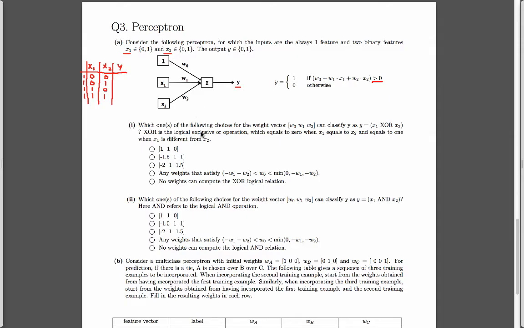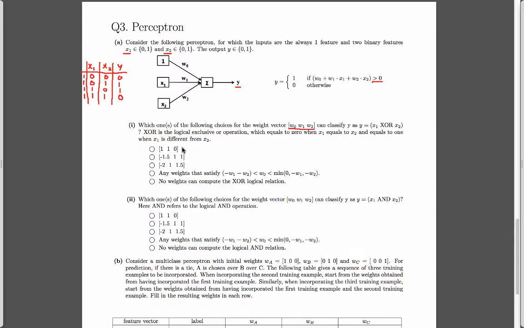In part I, we want to determine which weight vector, which is w0, w1, w2, can classify y as x1 XOR x2, where XOR is the logical exclusive OR operation, which equals 0 when x1 and x2 are the same, and 1 when x1 and x2 are different. So when x1 and x2 are the same, it's going to be 0. So this is going to be 0 here, 1, 1, and 0.